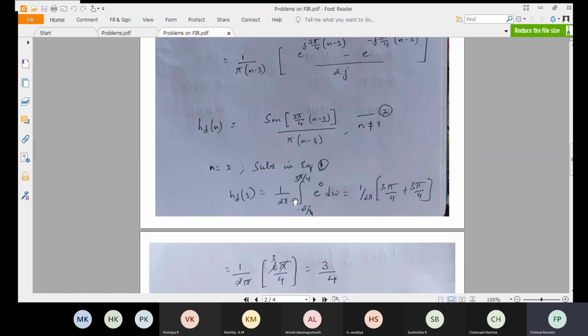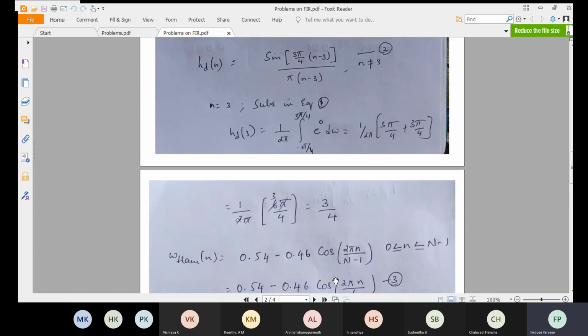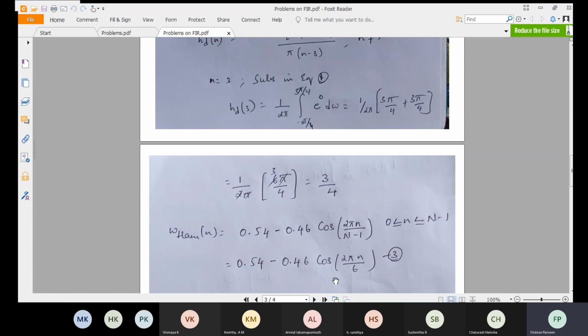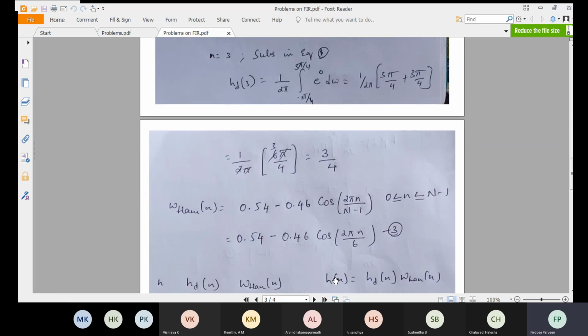So here, 1 by 2 pi, minus 3 pi by 4 till 3 pi by 4, e to the power of 0 d omega. So it is nothing but 1 into d omega. When we substitute the limits, it is 1 by 2 pi, 3 pi by 4 minus of minus 3 pi by 4, it is plus 3 pi by 4. So it is 6 pi by 4. When you cancel, you will be getting 3 by 4. So that is HD of n when n is equal to 3.